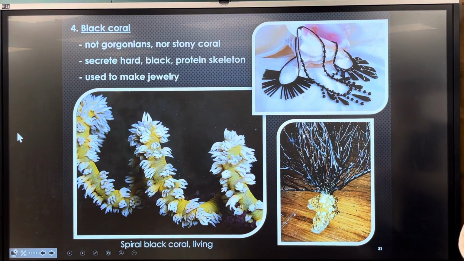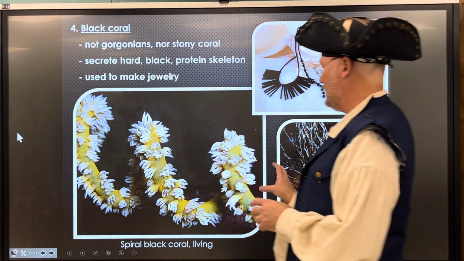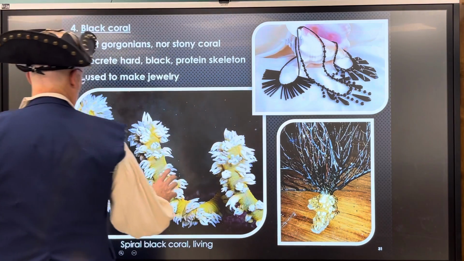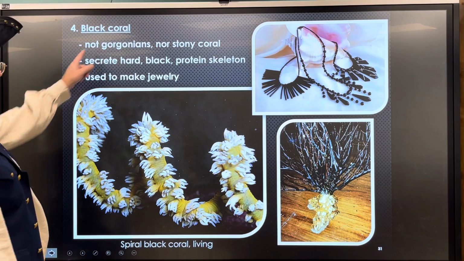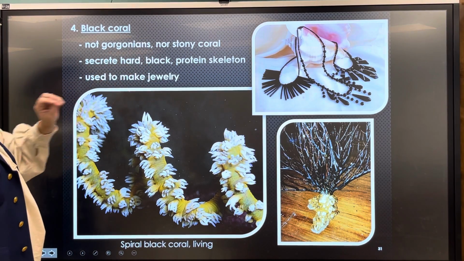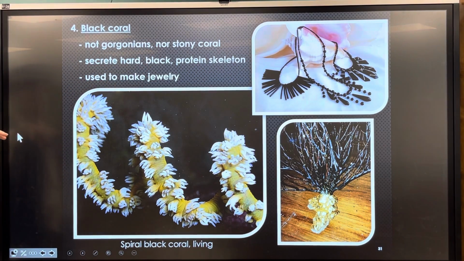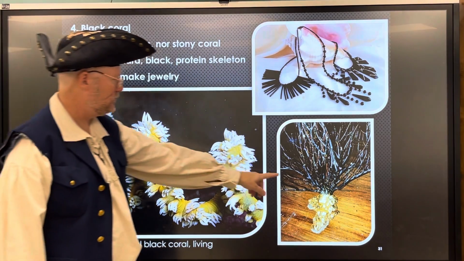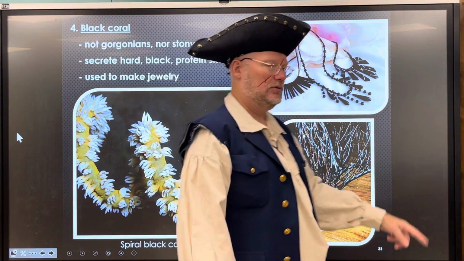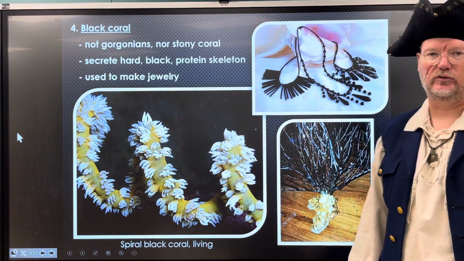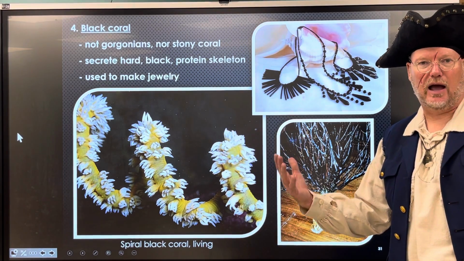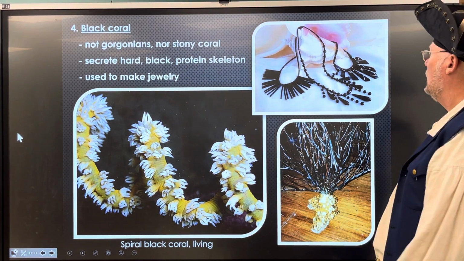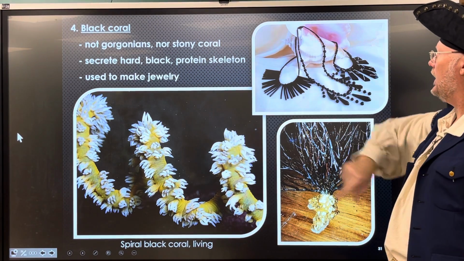Same with black coral. Black coral is amazing. It looks like this when alive. And each of these are the different animals, okay? They're not gorgonians, nor are they stony coral. They're a unique kind of coral, secrete hard black protein skeleton that looks like this when harvested, not legal in many parts of the world because it's killing our world, okay?